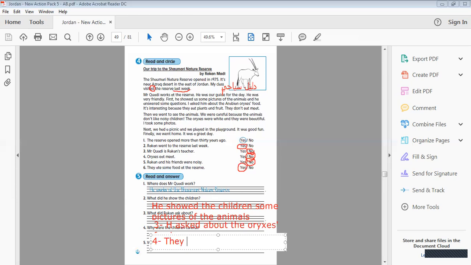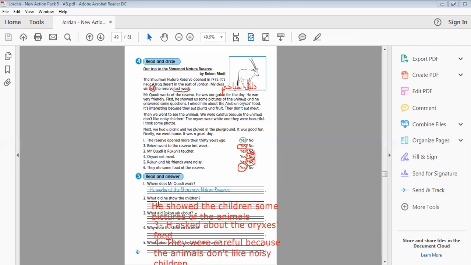They were careful because the animals don't like noisy children. Okay, the last question here, what color were the oryxes at the reserve? Question five. They were white. So the answer here is they were white.